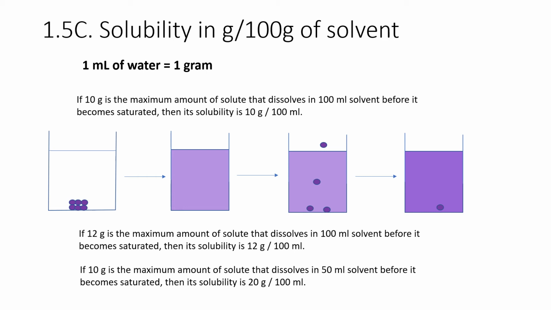Right, now, further illustration then. So if you had 12 grams as the maximum amount of solute that could dissolve in 100 ml of solvent before it became a saturated solution, then its solubility would be 12 grams per 100 ml, or 12 grams per 100 grams for water. And likewise, slightly more complicated though, if you had 10 grams as the maximum amount of solute that dissolves in 50 milliliters of solvent before it became saturated, then its solubility would be 20 grams per 100 milliliters, or 20 grams per 100 grams if the solvent is water. Notice that we had to double the amount of grams then, because we had only 50 milliliters of solvent rather than 100.